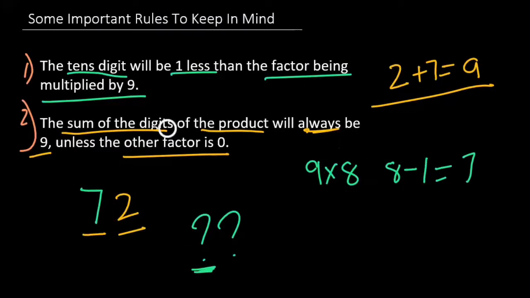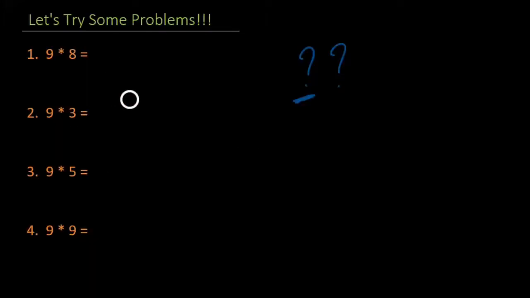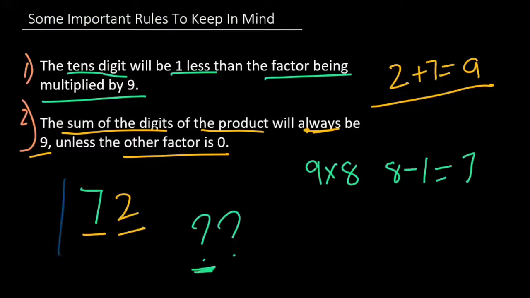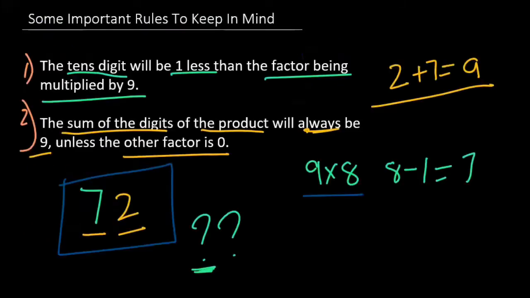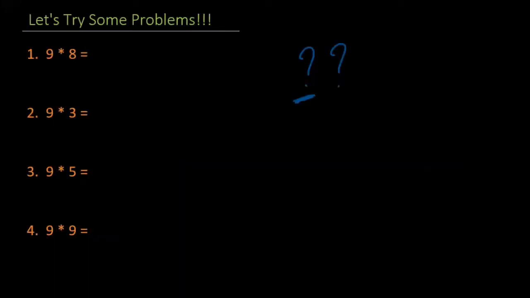We did the same problem as the first question here. I should have picked a different problem, but it's fine. We already know the answer. The answer is 72 because we have 9 times 8 over here, and I just showed you how to solve all this. You learned the whole process for 9 times 8. So we know the answer is 72 for this one.